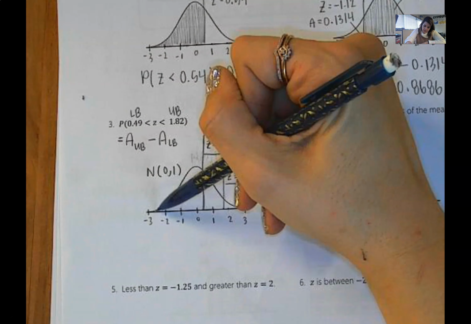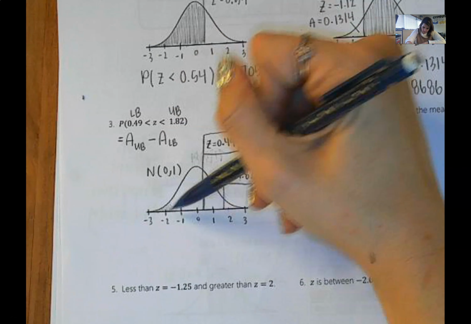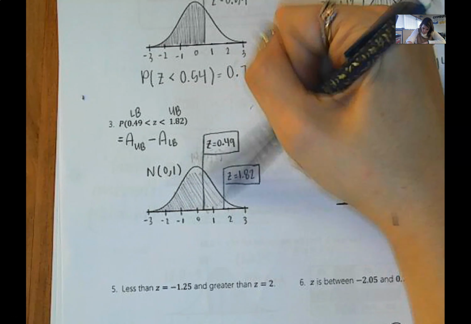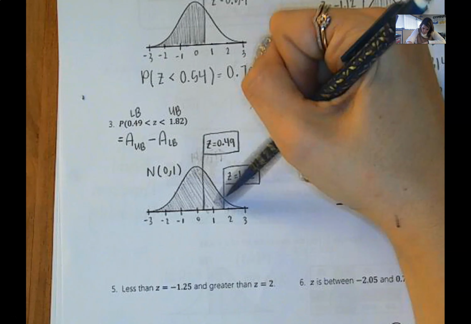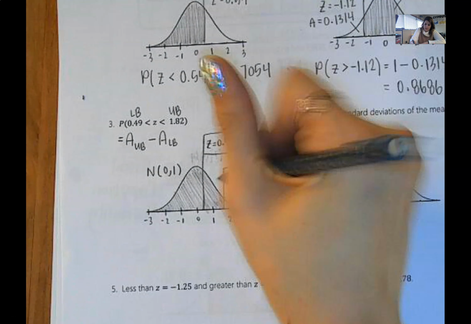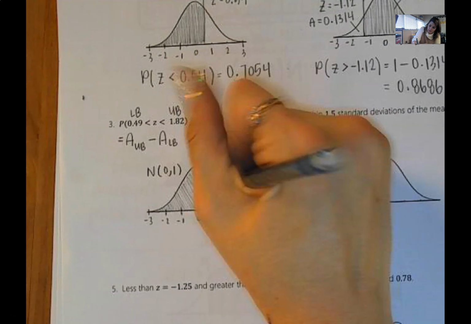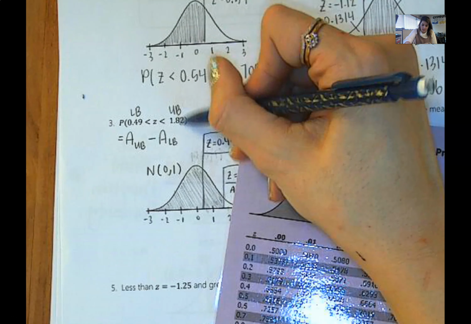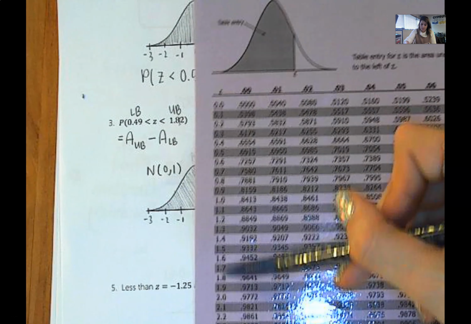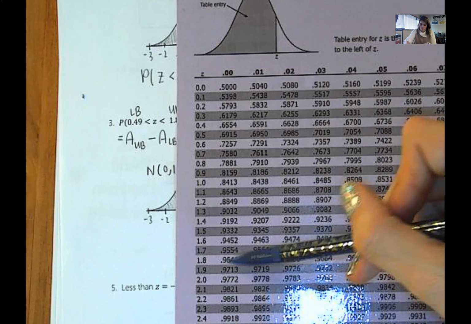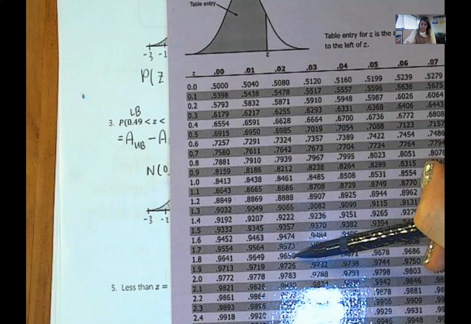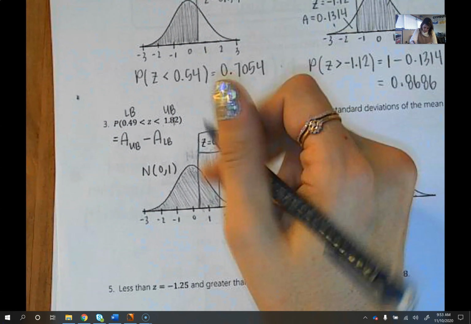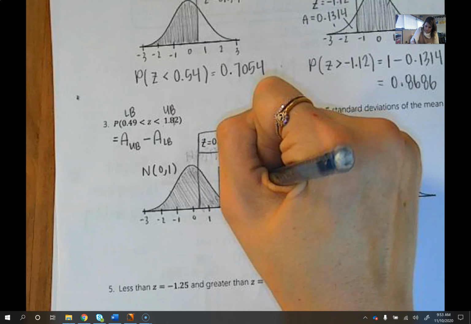Okay, so the first thing that we're going to find is the area of the upper bound, so I'm going to shade that in. And I am going to write the area right underneath my flag. So I'm going to go back to my positive side. I go down to 1.8 and over to 0.02. So I'm getting 0.9656. So the area of the upper bound is 0.9656.